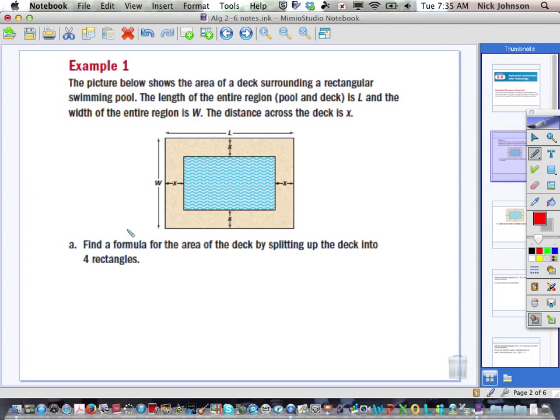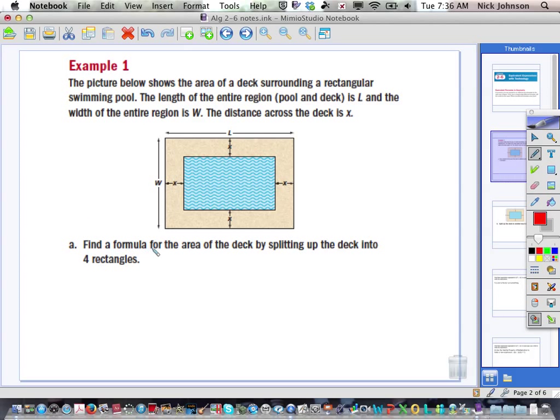Example 1 says, the picture below shows the area of a deck surrounding a rectangular swimming pool. The length of the entire region, pool and deck, is L. Here's my length of the pool. And the width of the entire region is W. Here's my width. Notice I have 2 L's and I have 2 W's. The distance across the deck is X. So this little distance right here is X. That's our unknown. We have no idea what that is.